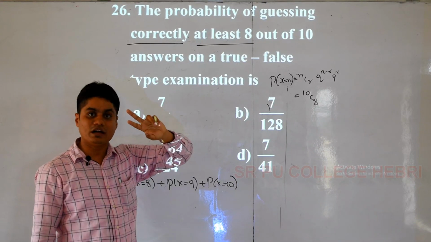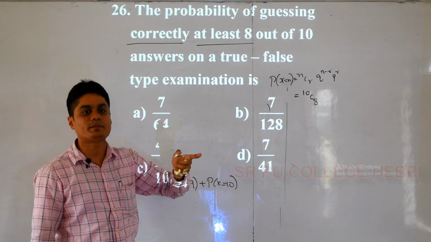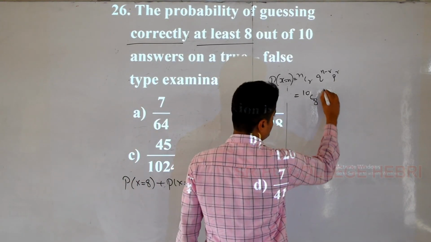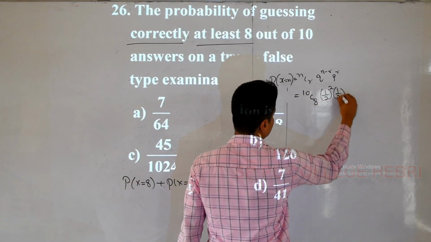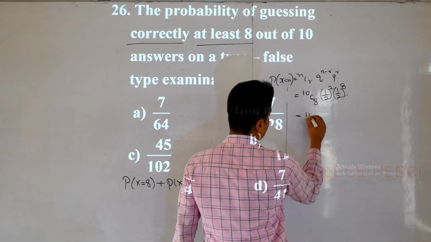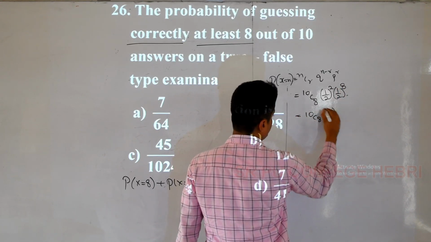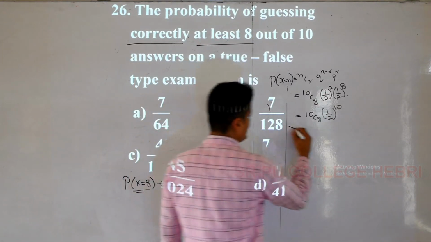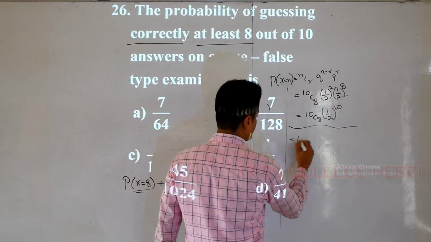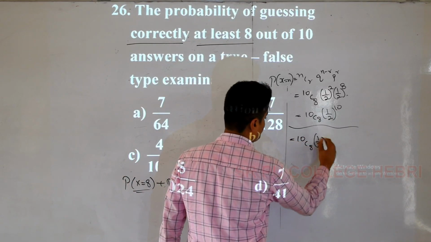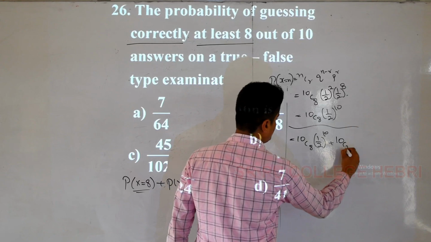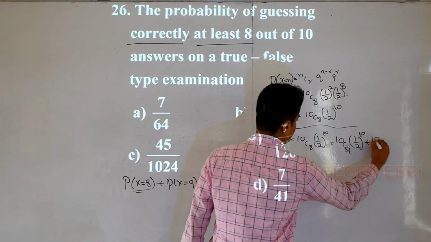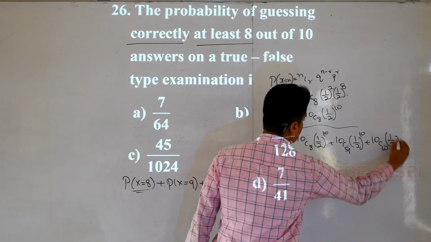So each answer is either true or false. So what is the probability of getting the right answer? Half. So q is also half, p is also half. So this is nothing but 10c8 into 1 by 2 to the power 10. So this is P of x is equal to 8. Now you can directly write all the values. The first one is 10c8 into 1 by 2 to the power 10. Next one is 10c9 into 1 by 2 to the power 10 only. And 10c10 into 1 by 2 to the power 10.